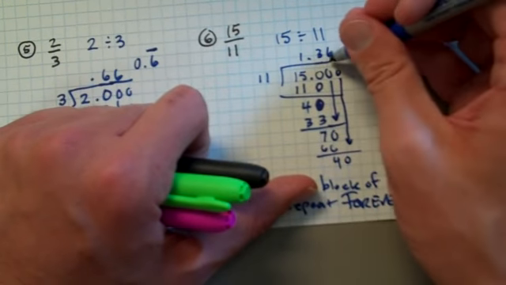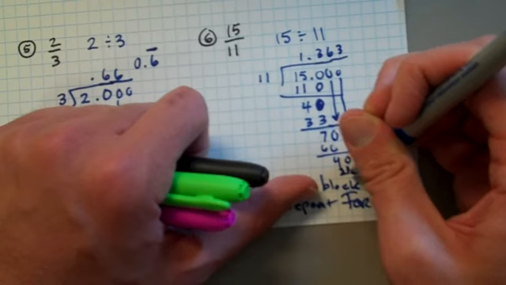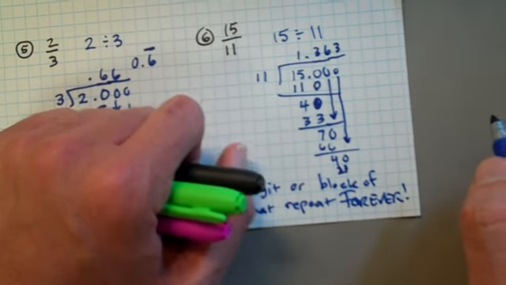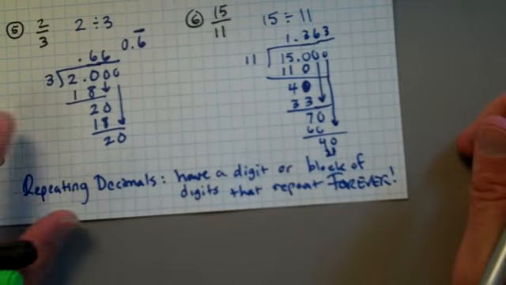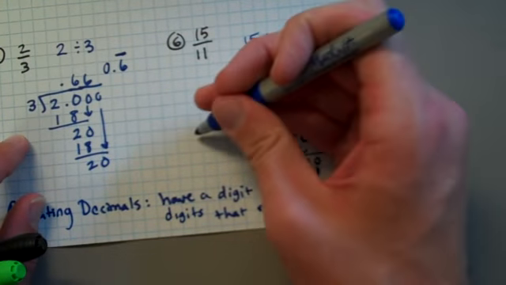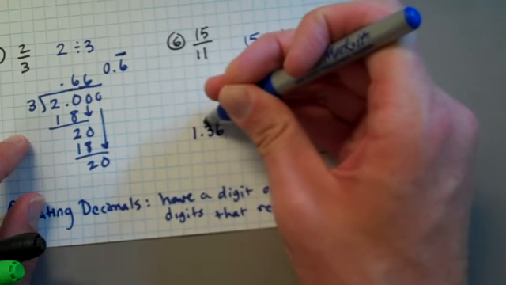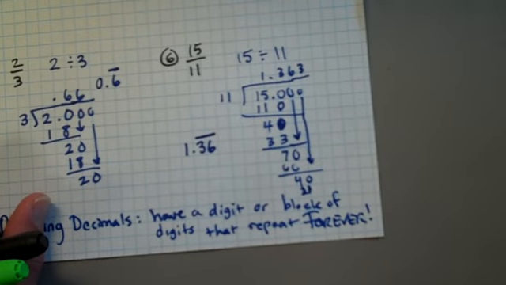11 goes into 40, wait a minute, 3 times, with 7 you should be like, whoa, Mr. Bohoric, you're running around in circles here. And I am. That's because the block of digits that's repeating is 3 and 6. So how would we write this? 1.36 with a bar over it. You put a bar over the block of digits that repeats.